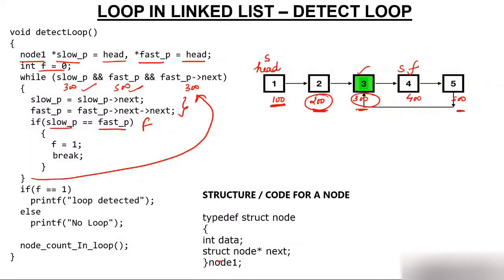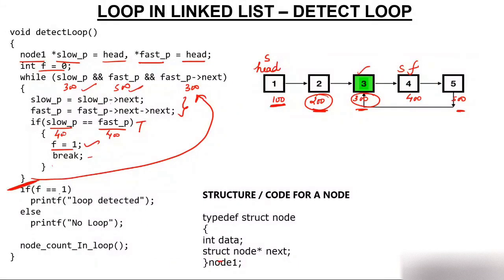Now we'll see the if block. Is slow equal to fast? Yes. Now slow and fast both are at 400. So both are equal. So the condition now becomes true. Will initialize f with 1. F was 0, now we have made it 1, and we'll break. We'll come out of the loop. Break means come out of the while loop.